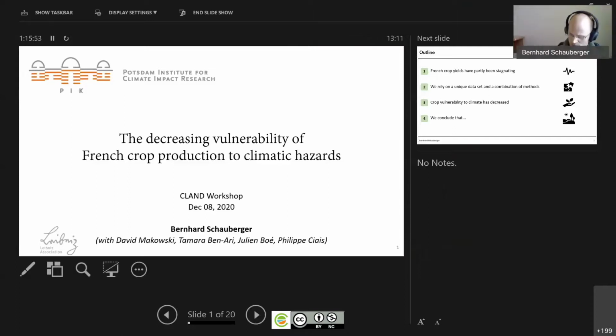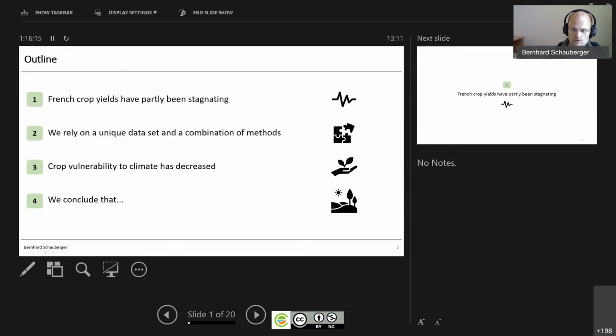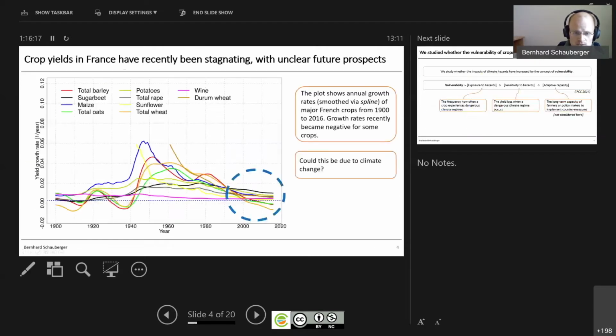So what I want to tell you is on a much more local scale compared to the previous talk, which was very global, and now go back to France. And what I want to tell is about the impact of climate from historical periods on French crop production. The motivation was this plot.